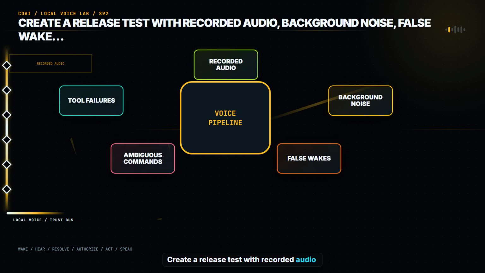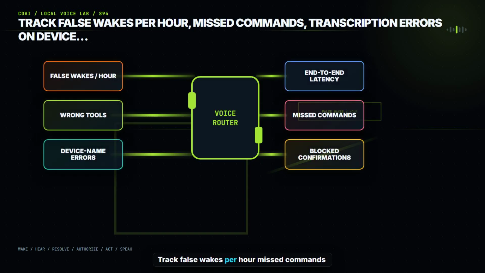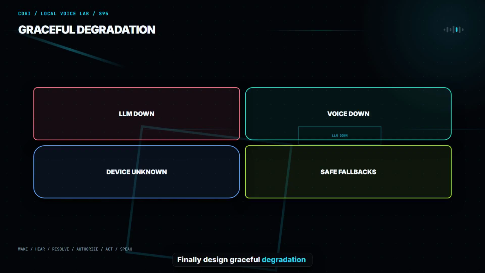Create a release test with recorded audio, background noise, false wake phrases, ambiguous commands, and tool failures. Replay the same set after every model or configuration change. Track false wakes per hour, missed commands, transcription errors on device names, end-to-end latency, wrong tool attempts, and confirmations correctly blocked. Finally, design graceful degradation.